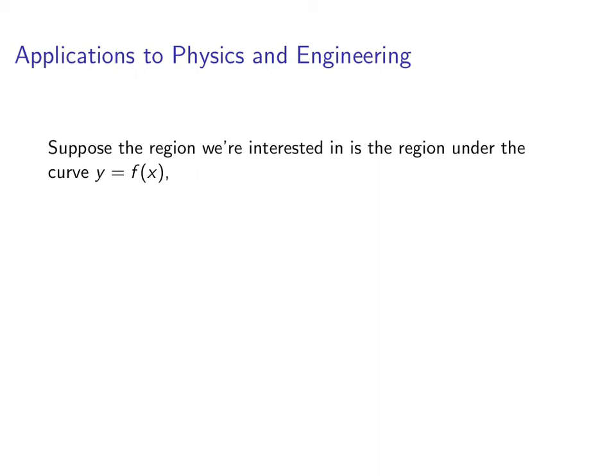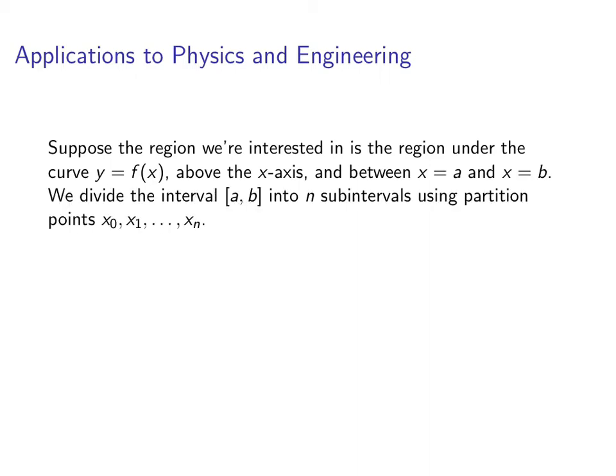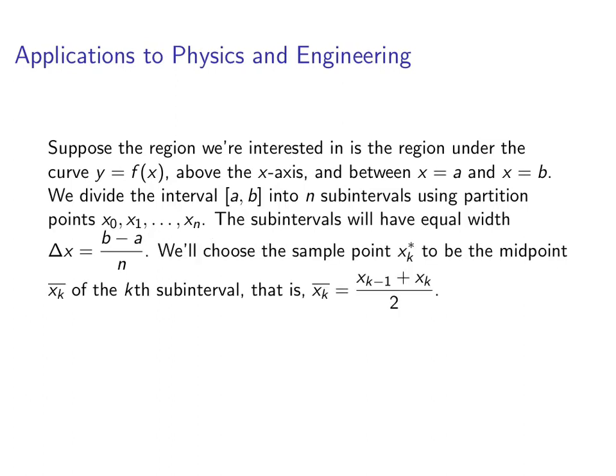Let's suppose that the region we're interested in is the region under the curve y equals f of x, above the x-axis, and between x equals a and x equals b. We'll divide the interval a to b into n subintervals using partition points x0 through xn. As usual, our subintervals are going to have equal width, delta x equals (b minus a) over n. Now this time we're specifically going to choose the sample point xk star to be the midpoint xk bar of the kth subinterval. So xk bar is equal to (x sub k minus 1 plus x sub k) all over 2.